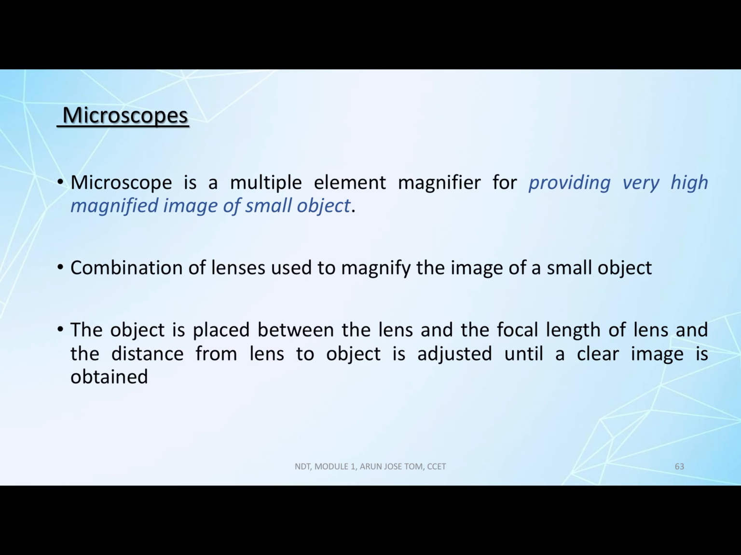Next thing is microscope. You know what a microscope looks like and what the purpose of a microscope is. A microscope is a multiple element magnifier for providing a very highly magnified image of small objects. With the help of a microscope, we inspect plant cells or such small or minute areas. We use a microscope because we cannot see them with our naked eye. It is a combination of lenses used to magnify the image of a small object.